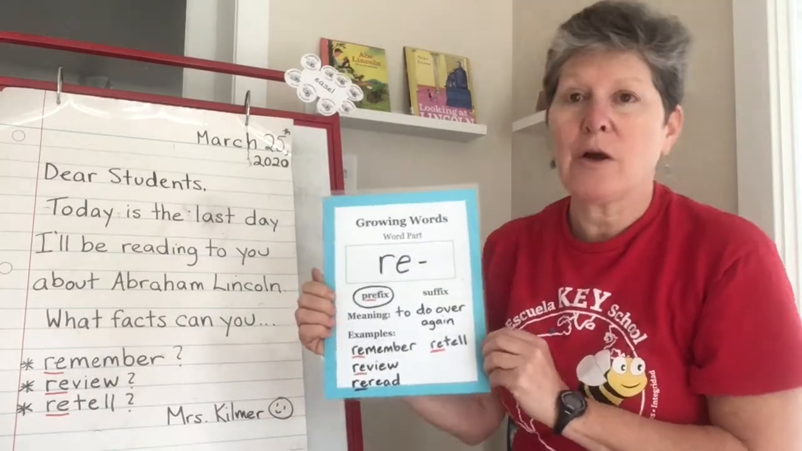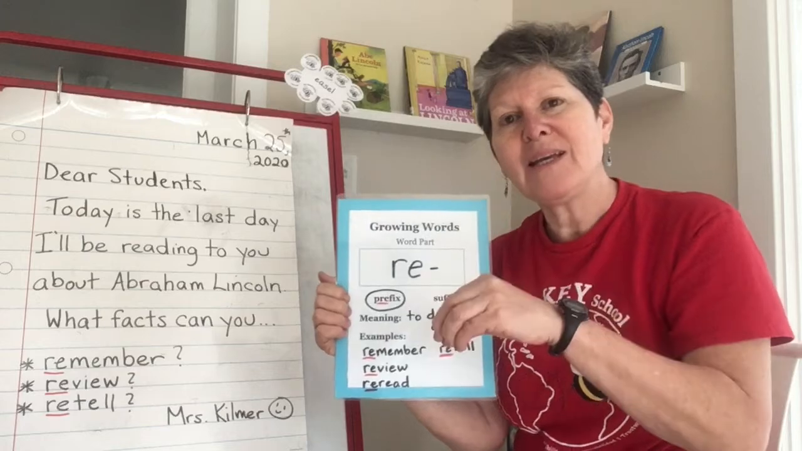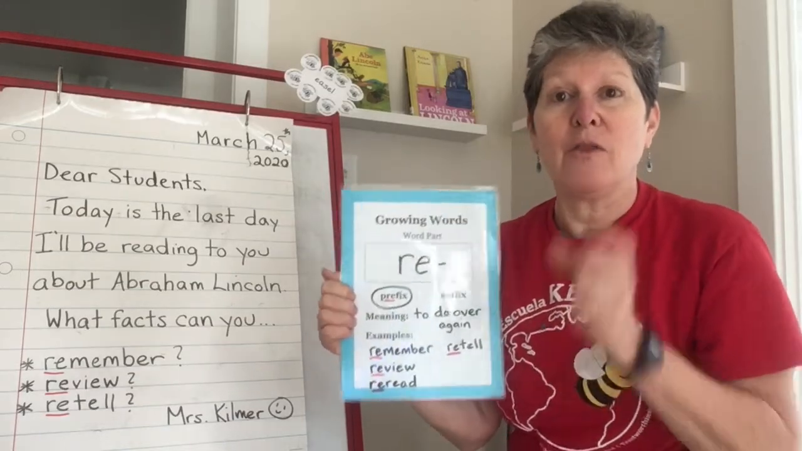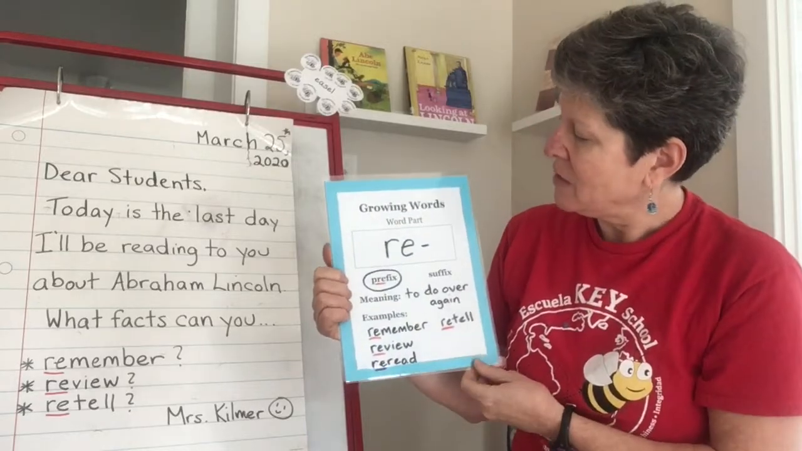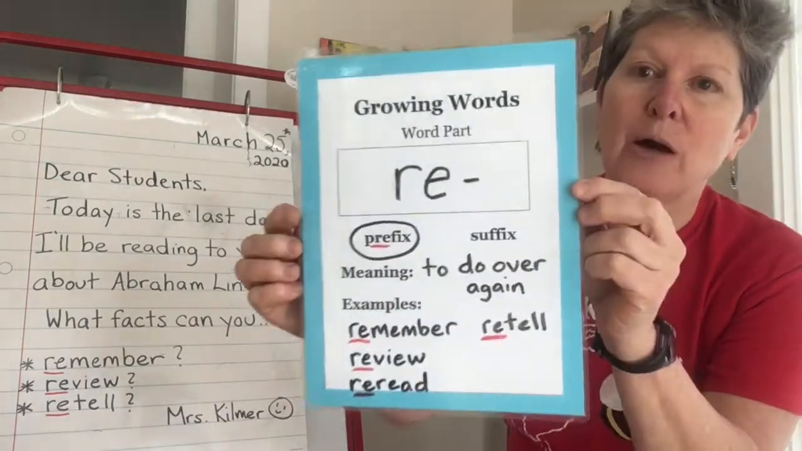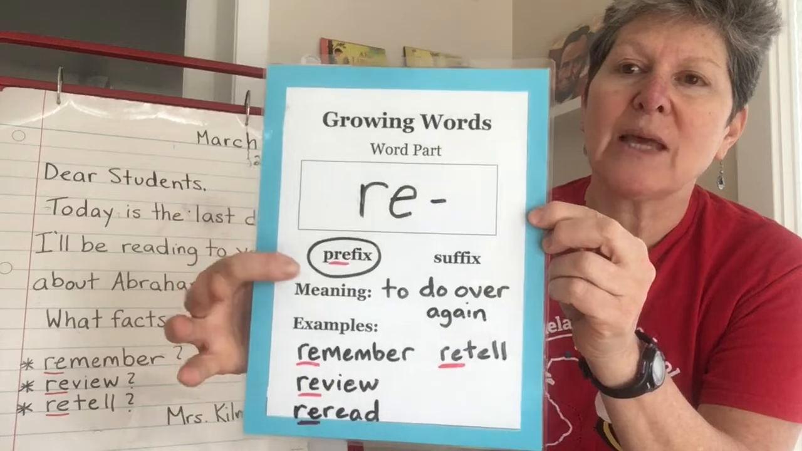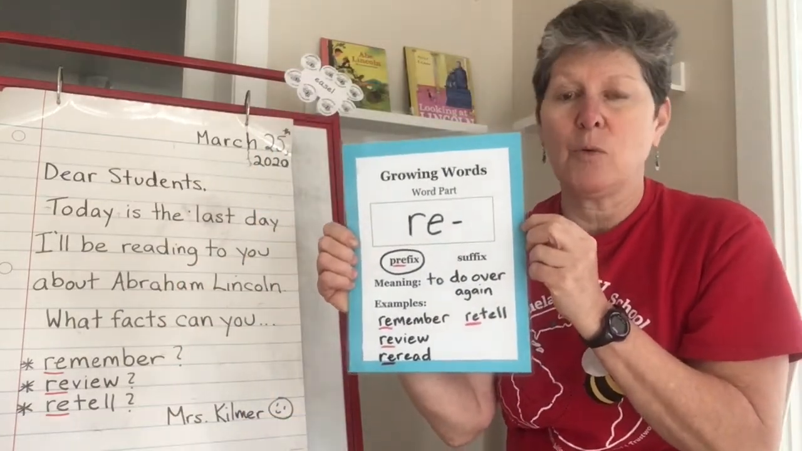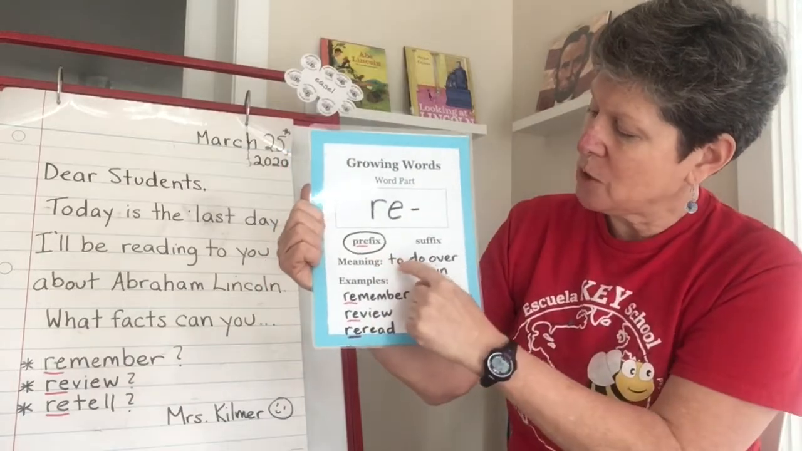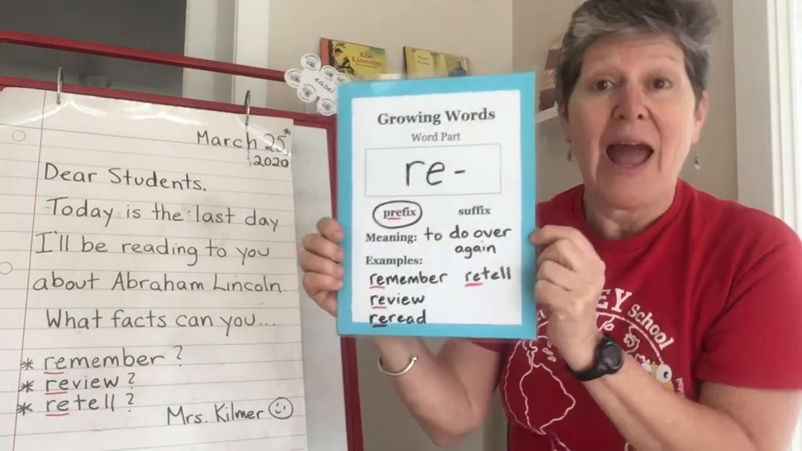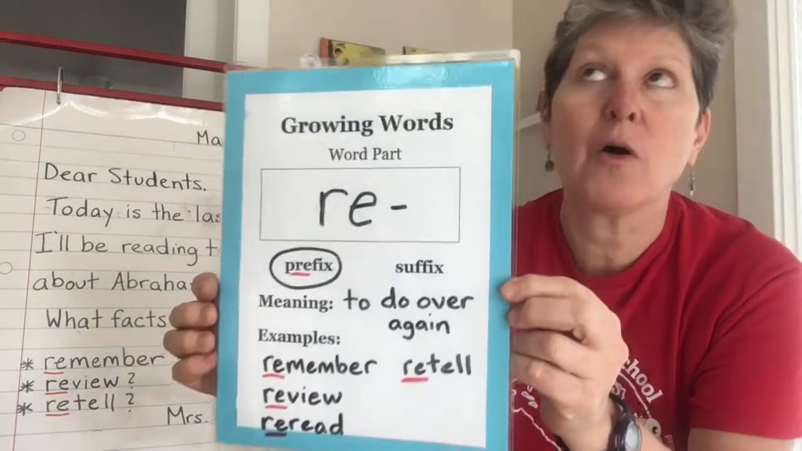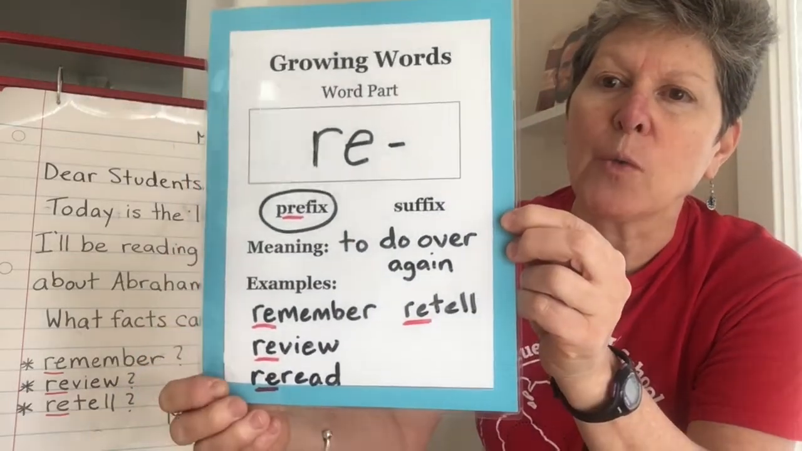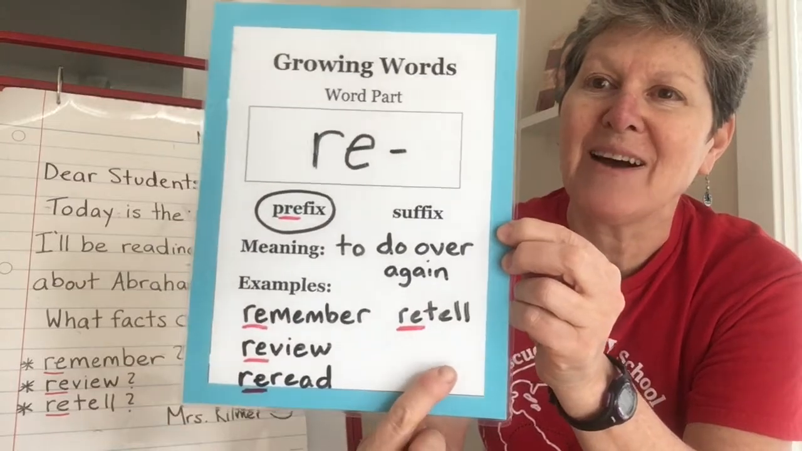Word parts. So there are parts of words at the beginning and parts of words at the end that add meaning to the main word. In this case, I want to remind you about re. Re is a prefix. That means it is a word part that comes at the beginning of a word. Re means to do over again. And some examples of re that we use all the time in school are remember, review, reread, retell.